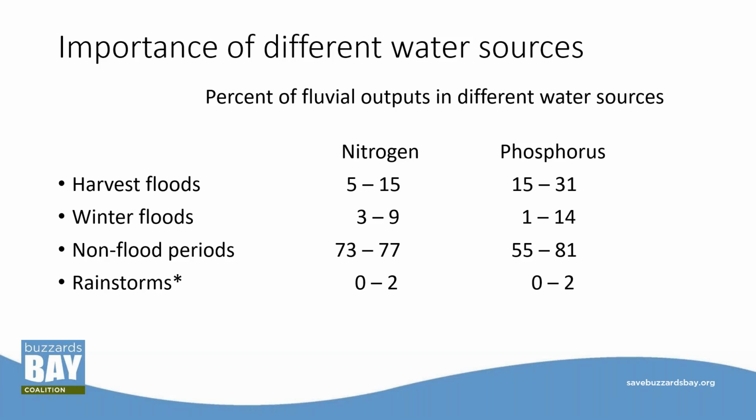And in terms of the importance of different water sources, the percent of those fluvial outputs from the different water sources, for nitrogen and phosphorus, again, it's the non-flood periods that were the dominant source of nitrogen. If we wanted to target management, the non-flood periods are where we would want to target, because that's where the majority of the nitrogen is coming out. Although we do have some nitrogen coming out in harvest floods, and more phosphorus in the harvest flood. And for the rainstorms here, we really saw very little nitrogen and phosphorus, although I have an asterisk there because it was a drought year that we were looking at. So in a year where there were more intense storms, it could be higher.